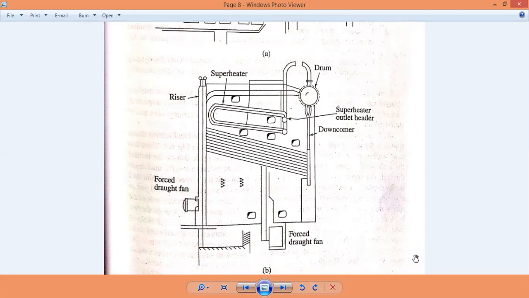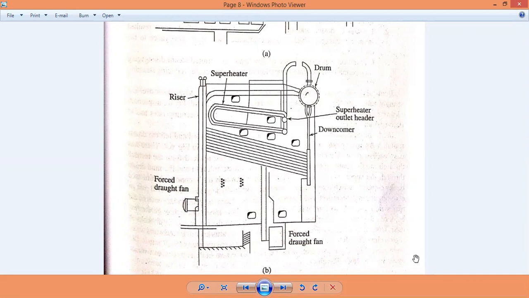Both are installed in parallel, meaning both are supplied with flue gases, and the vapor thus generated comes out from a single outlet itself. Thus, longitudinal drum boilers are limited to low pressure, 23 bar, and steam capacity around 0.63 to 10 kg per second.